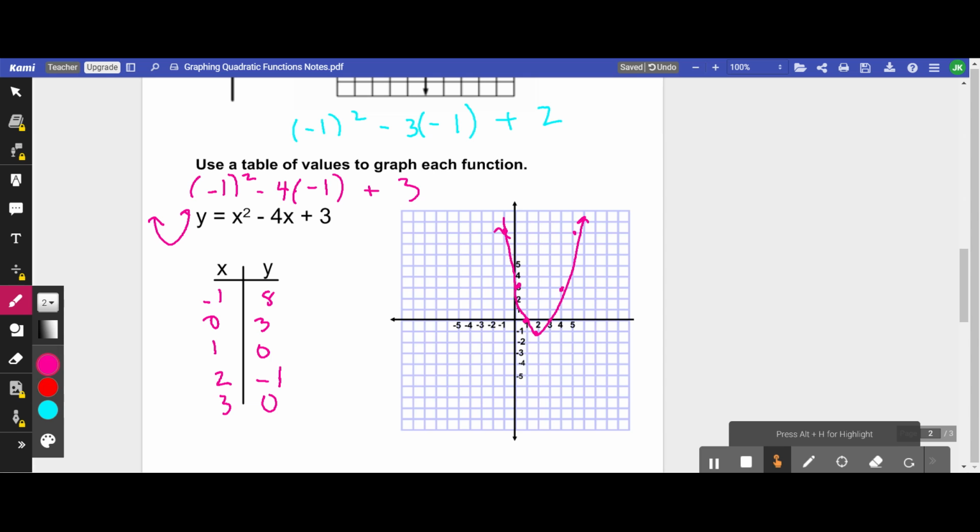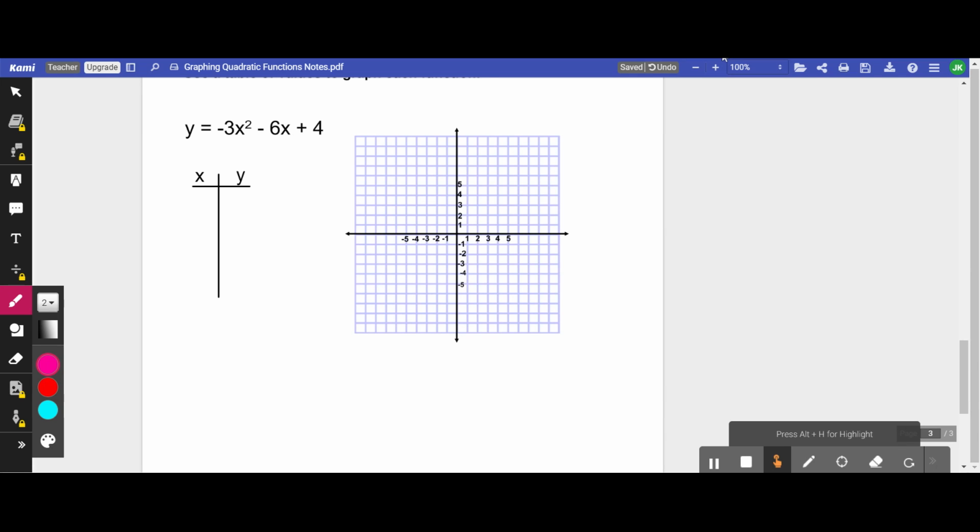And then for the last one here, so you can start off, y equals negative 3x squared minus 6x plus 4. So we'll sub in the negative 1, 0, and 1. Negative 1, 0, 1 for this one. And then see which way this is going. So when you sub the negative 1 in, remember, it'll go in parentheses here. So you'll have to square the negative 1 here first, which would be 1. And then 1 times the negative 3 would be negative 3.